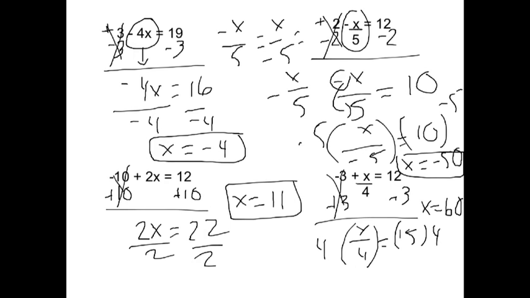Again, if I plug 60 in for x, I get -3 plus 60 divided by 4. 60 divided by 4 is 15. -3 plus 15 does equal 12.